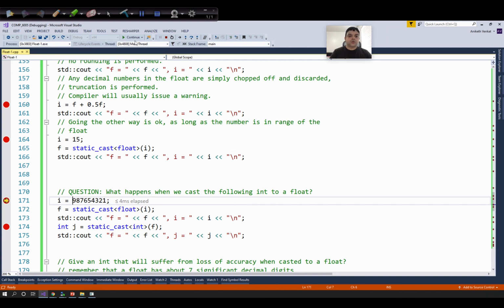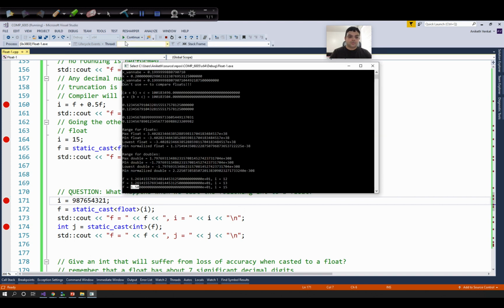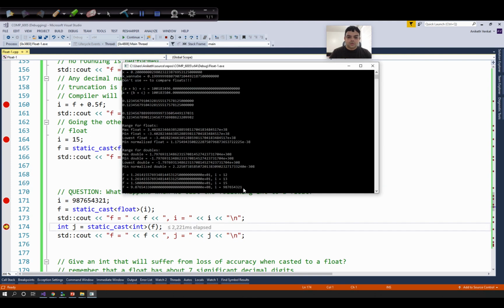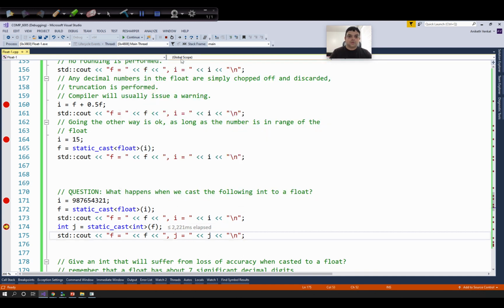So let's first look at what happens when we cast an integer to float. Notice i is still 987654321 and f is 9.876543, so it's only accurate up to 7 decimal digits. After that we have 36 times 10 to the power of 38. Now if we cast the float back to an integer, let's look at what happens.